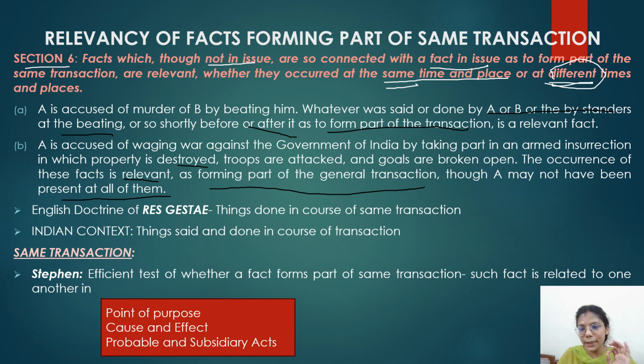So it basically is a group of people who are waging war against the government of India, and they are basically destroying property of the government. They are breaking laws. So A was there. He was destroying property of the government. He didn't know what all other things were planned in this waging war, what all other destruction took place. But he shall be held liable, he shall be held guilty under this section, because all these facts are relevant as they form part of the general transaction. Now, what is the general transaction over here? It is the waging of war against the government of India.